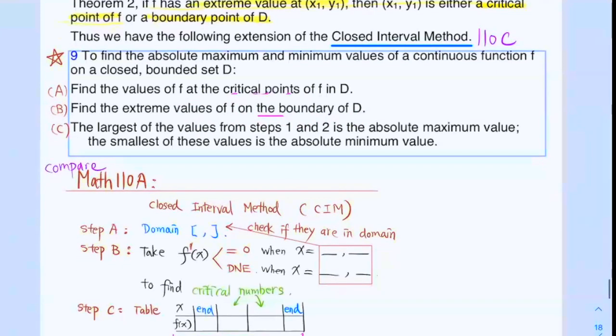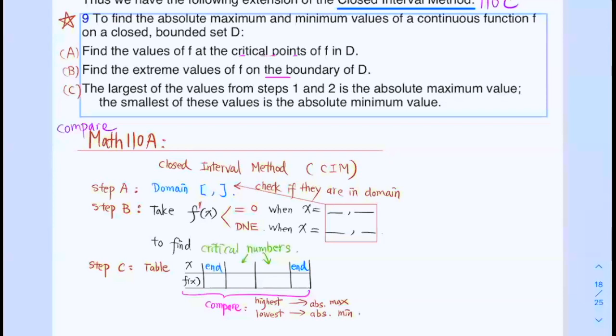And then just like what we had before, you're going to compare those function values. Whatever is the highest is the absolute max. Whatever is the lowest is the absolute min. So you compare those values at the critical points and also the boundary. The absolute max will be the highest and the lowest one will be the absolute min. Okay.